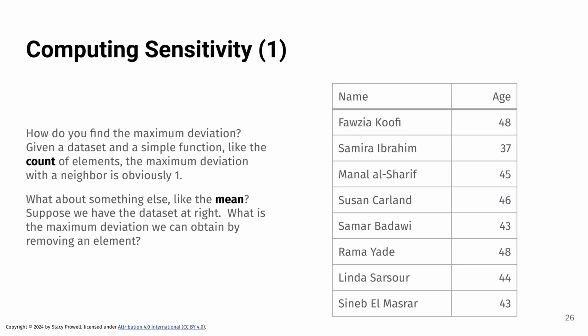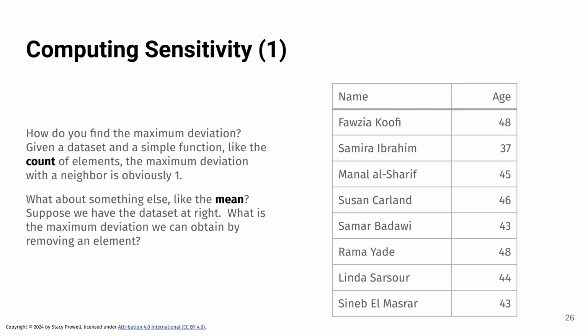So, how do we do that in practice? Well, over on the right-hand side, we have a table. And we have some names and some ages. If we have a query like, what is the length of that table? In this case, that will return 8. A neighbor of this would differ by a single row. So perhaps I remove a row, in which case the answer would become 7, and the distance between the original and its neighbor would be 1.